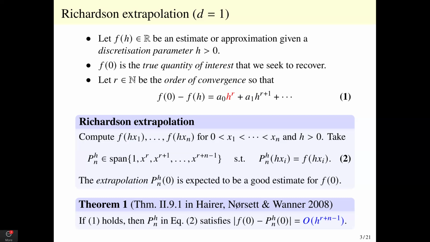And so now what this is saying is that if you run your discretization at these points and scale all the points towards the origin, then you get this rate of convergence.